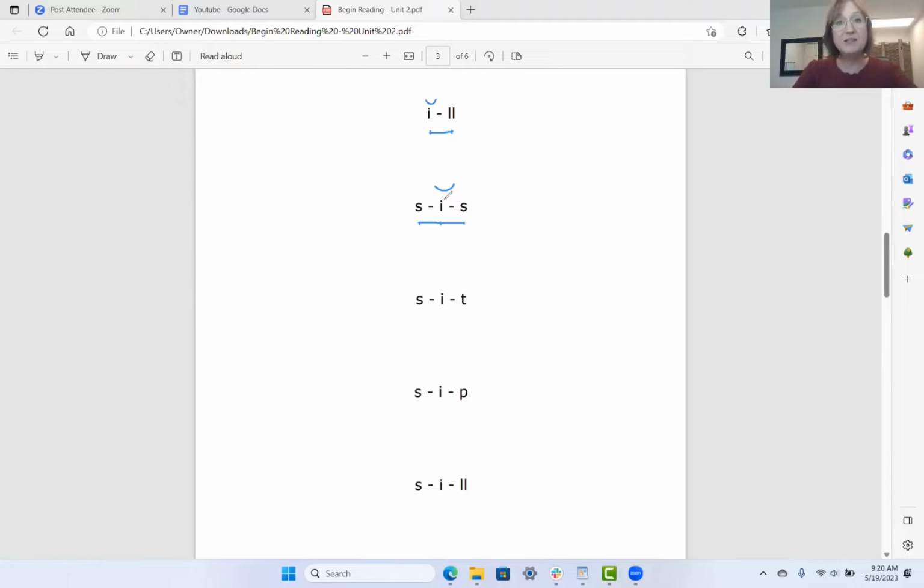So that I is going to make its short sound because the next two letters are either two consonants or a consonant and just a space here. There's no vowel one or two doors down. So the I is going to say /i/.